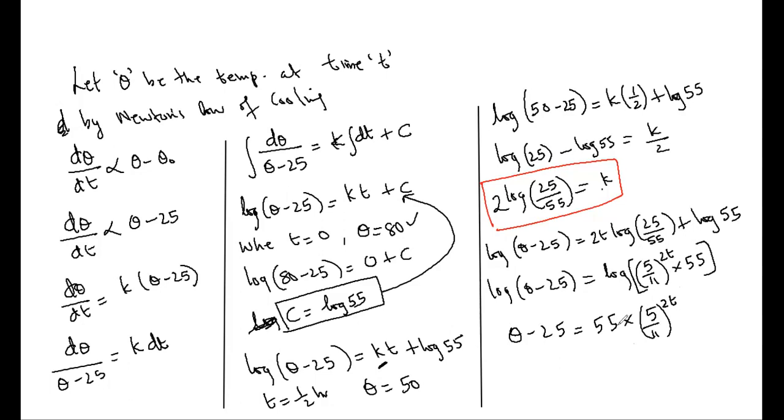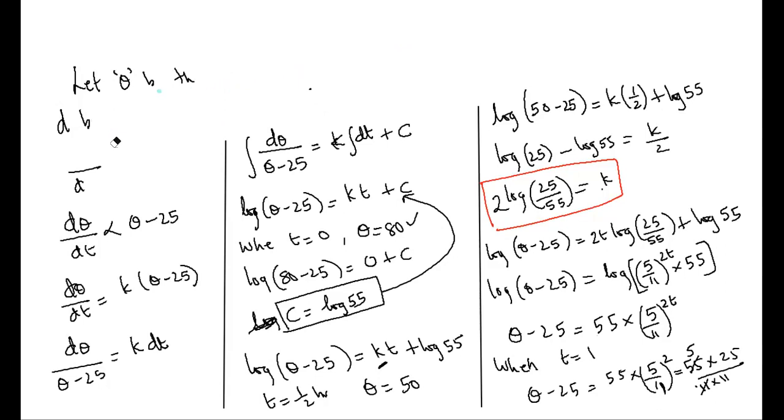Now what we want to calculate? We need to calculate the value of theta after 1 hour. When time is 1 hour, what is theta? So when t is 1 hour, theta minus 25 will be 55 into 5 upon 11 the whole square. Now we can calculate this. So 55 into 25 upon 11 into 11. So this goes 5 times. So 125 by 11.